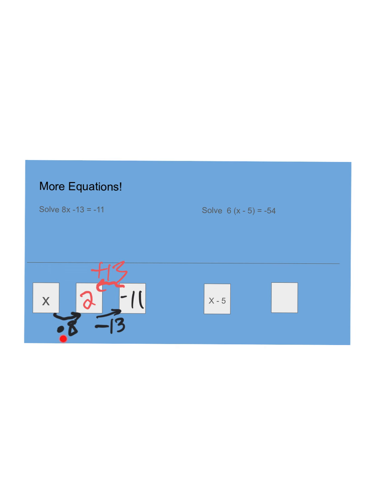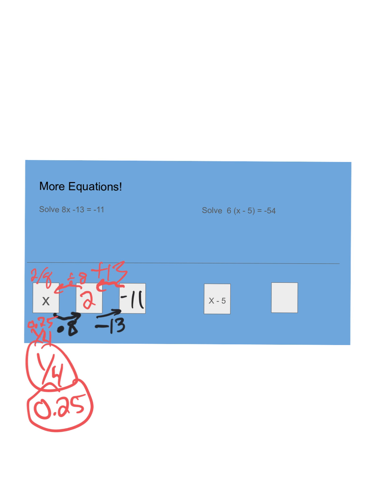How do I get rid of multiply 8? Let's do the inverse. The inverse of multiply 8 would be divide 8. Now, this is tricky because we're doing 2 divided by 8. 2 divided by 8 is 0.25, or 1/4. Okay, 1/4, or 0.25.